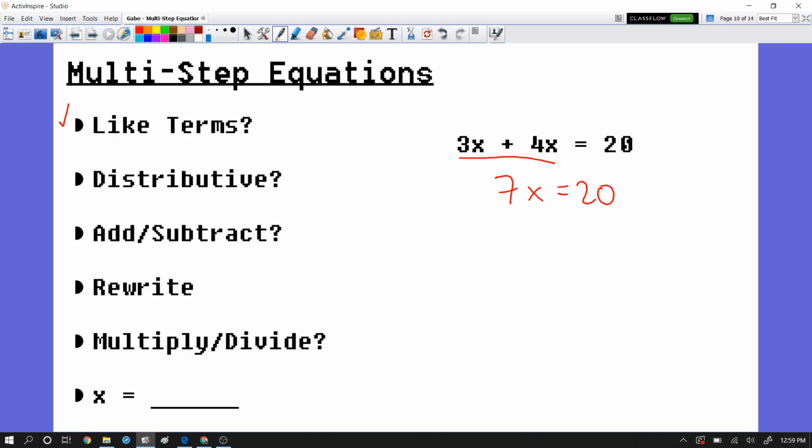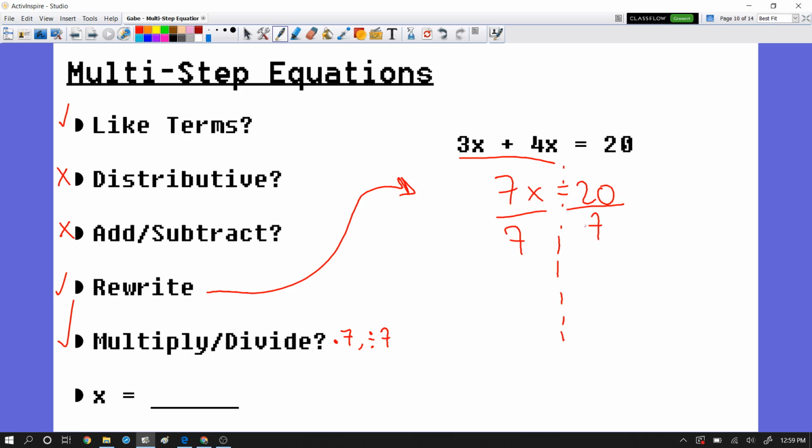Is there distributive? No, there was no number outside of parentheses with a group inside, so that's not happening. Is there any addition or subtraction? No. Holy moly, this turned into a one-step equation. I rewrote it. Is there any multiply or divide? Yes, there is multiplying by 7, so I'm going to divide by 7. X equals 2 and 6/7.